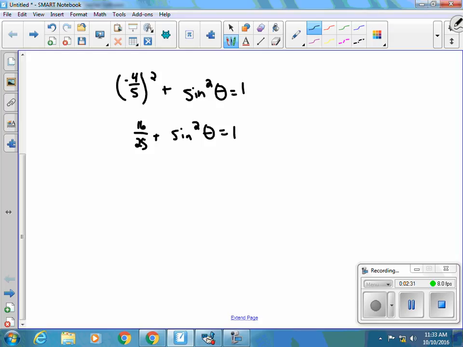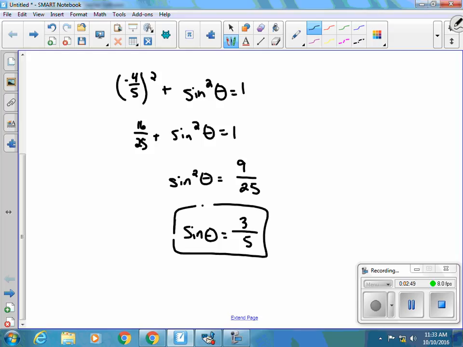So I'm going to subtract. I've got sine squared of theta equals 9/25. So I take the square root. My sine of theta equals 3/5. Now, when you're looking at this, you might not know whether it's a positive or negative 3/5, but at least it's a starting point. Like I said, it's plus or minus, but it's the starting point.